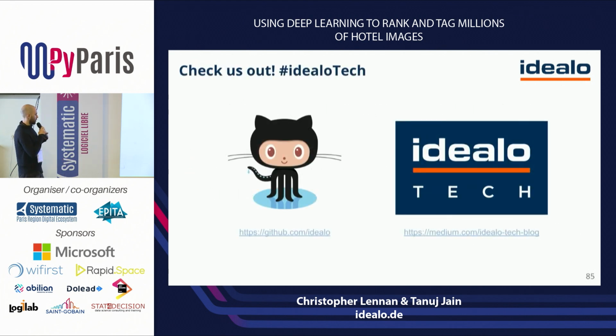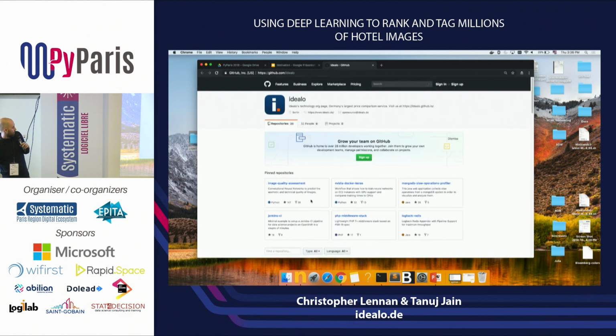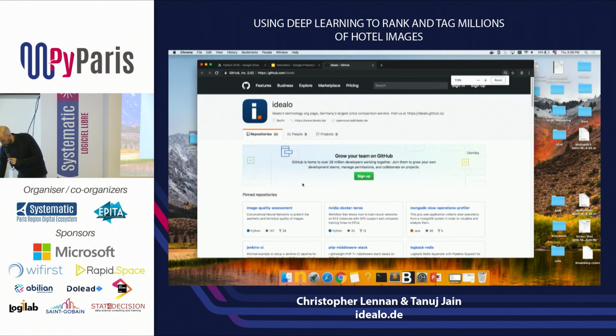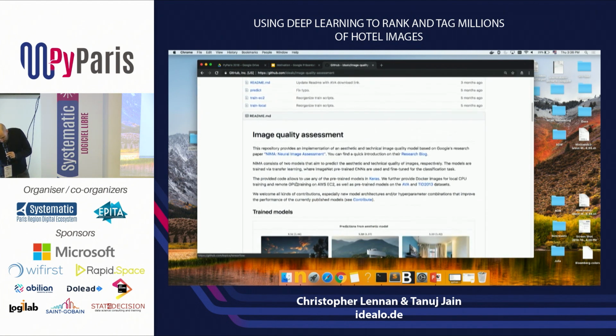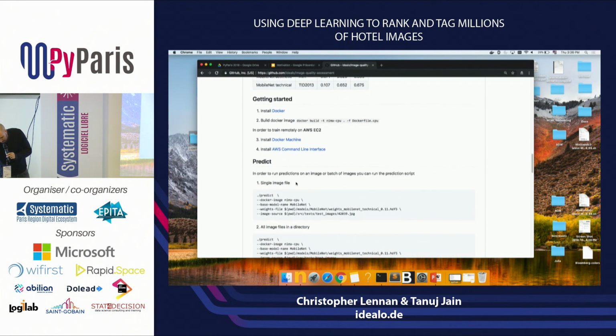We open sourced basically all of the code also on GitHub. So we have, for example, this image quality assessment project here, repo. And basically we have pre-trained models that you can access. It's all Dockerized, so it's a few lines to really use these models and predict aesthetic scores yourself in this case.